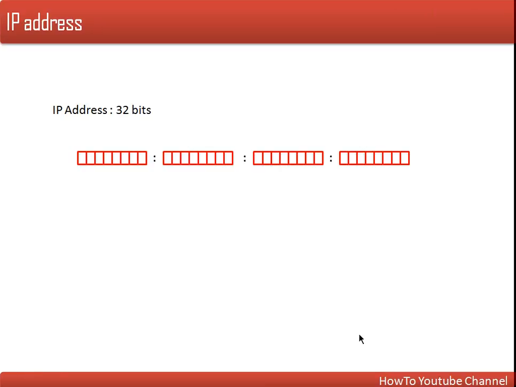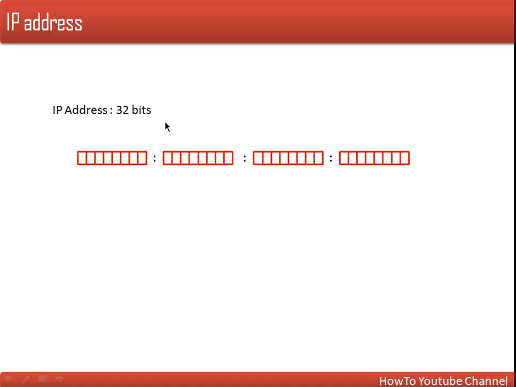Hello everyone. In this video we will learn IP addresses, their classes and subnetting. How to perform subnetting. IP address, this address is actually used at network layer. Whenever a packet has to be sent from one network to another network, IP address is used. So IP address is used for internetworking, and this address is having 32 bits.